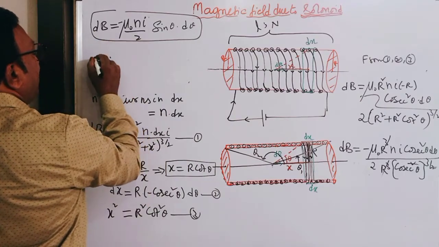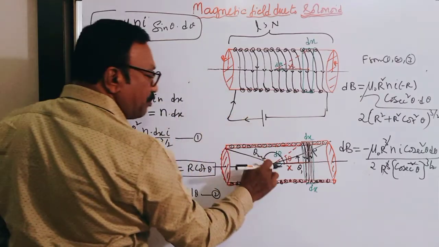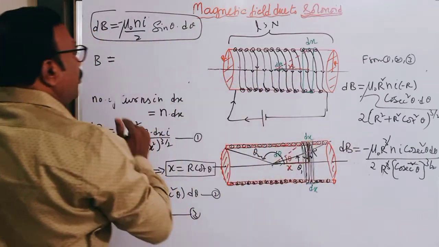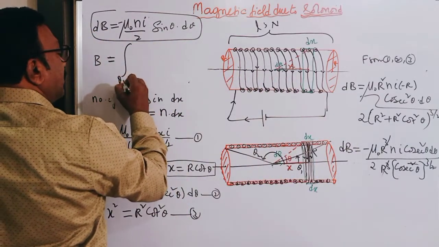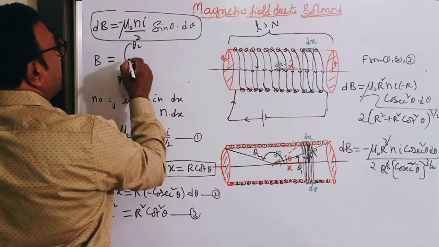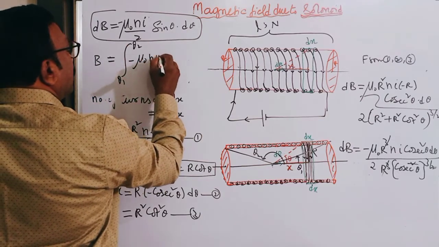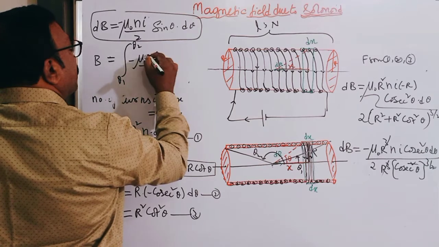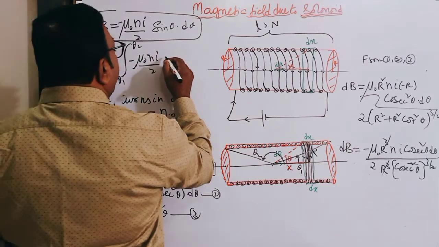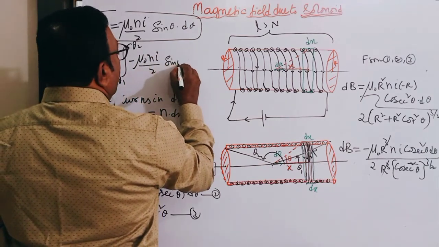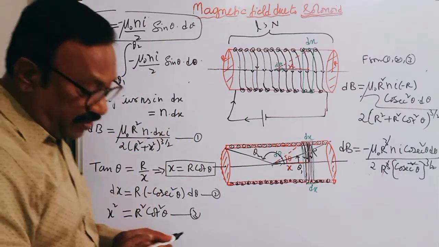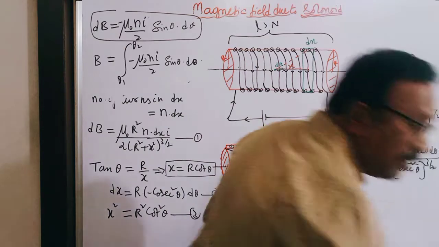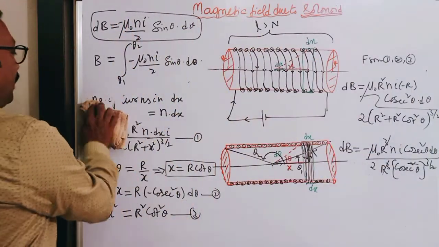So the magnetic field at this point due to this total solenoid will be the integral from theta 1 to theta 2 of minus mu naught ni by 2 into sin theta d theta. So this is the final expression for integration, so that you will get the answer now. Let us see what it is.